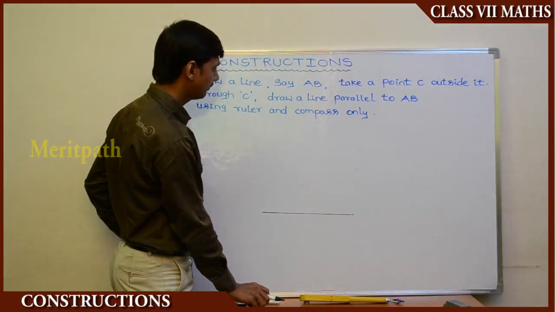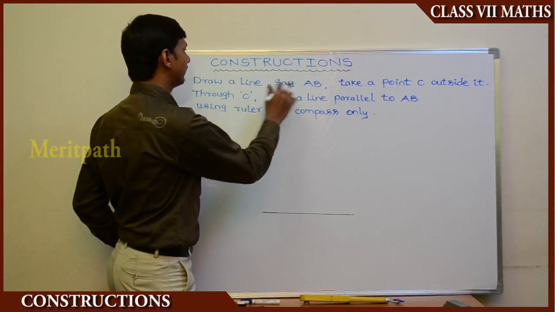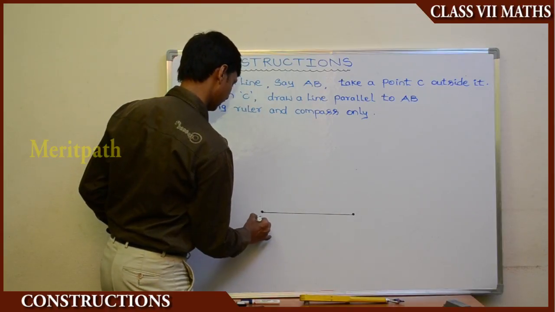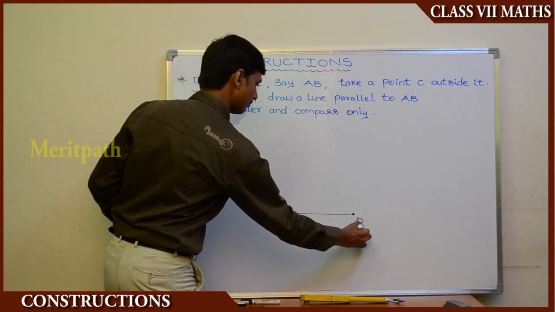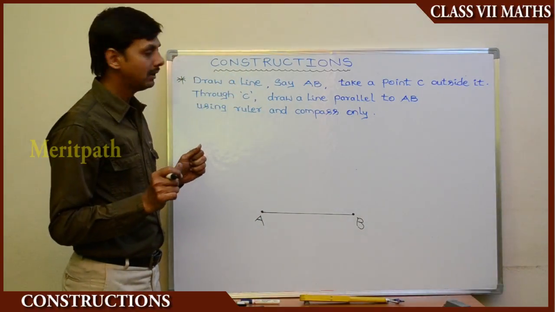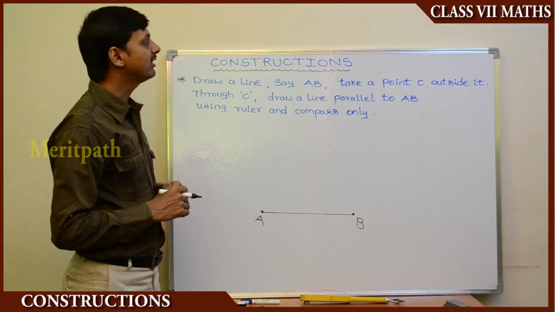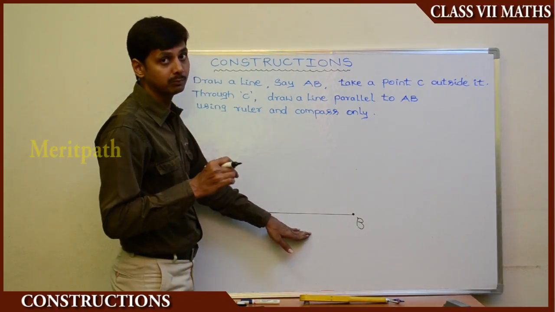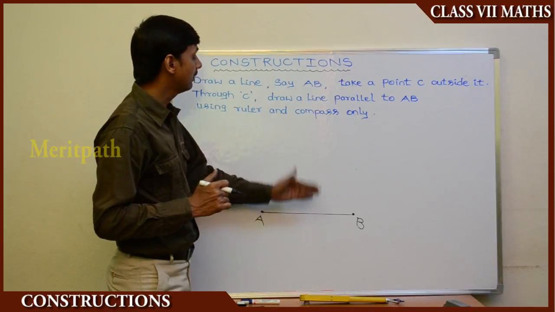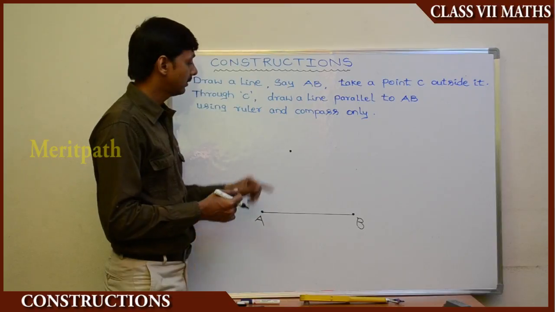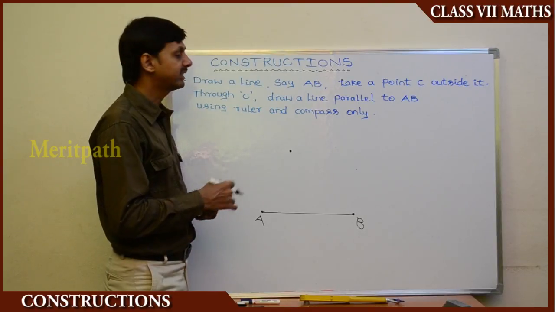We draw a line, say AB, and name it as AB. Take a point C outside of it, so not on the line segment AB, just away from it. So we have taken a point outside of it.